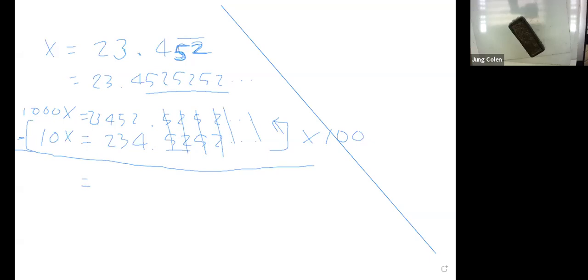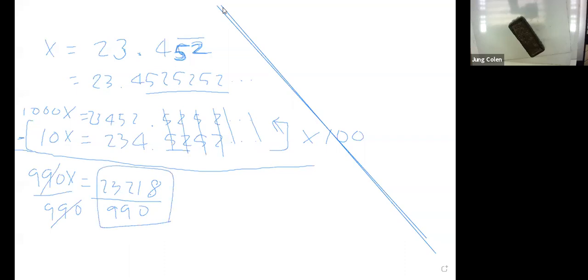On the left-hand side, 1,000x minus 10x is 990x. On the right-hand side, what did you get? 23,218. Thank you. Now divide both sides by 990, so you have x equal to 23,218 divided by 990. If you want to simplify this, you can do it.